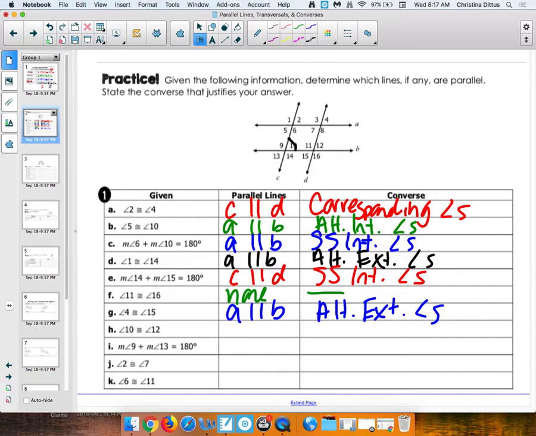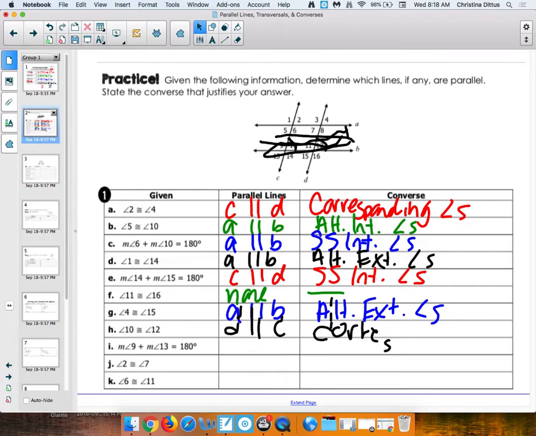10 and 12, if they are congruent, which lines are parallel? C and D, good. B contains them, so C and D have to be parallel because they're what kind of angles? Corresponding. They're corresponding.